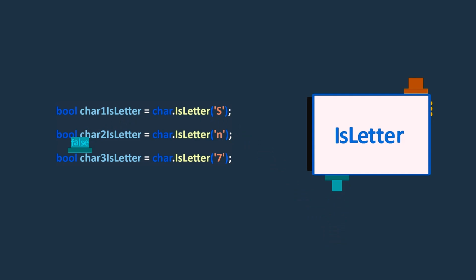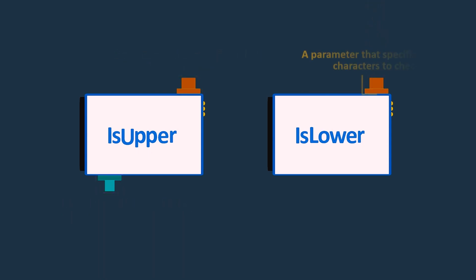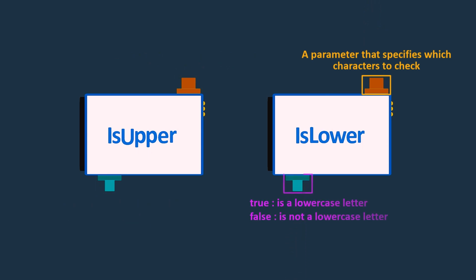Alright, let's move on to the next two methods, isUpper and isLower. The isUpper and isLower methods are used to check whether a character is an uppercase or lowercase letter, respectively, according to Unicode standards. The isUpper method takes a char value as a parameter and returns a bool indicating whether the character is uppercase or not. Conversely, the isLower method takes a char value as a parameter and returns a bool indicating whether the character is lowercase or not.